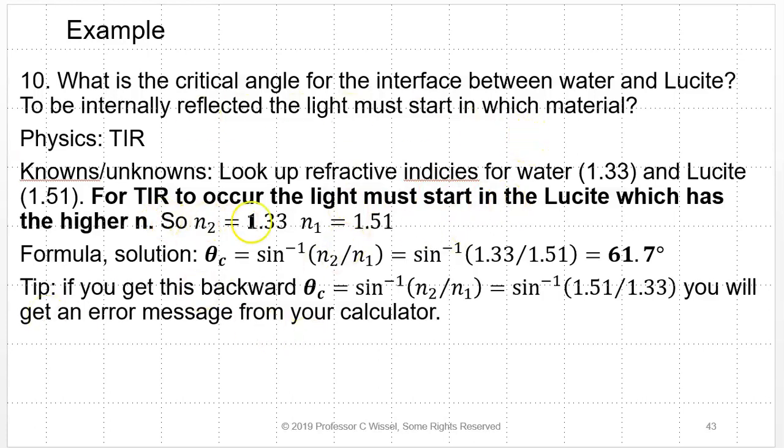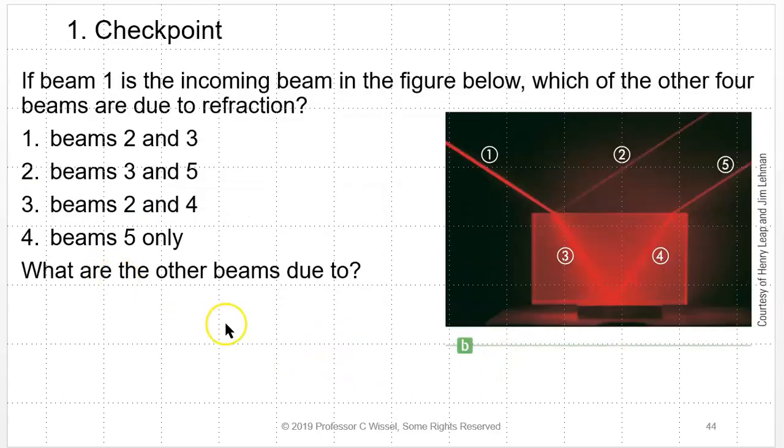So in this case, N1 will be 1.51. That's the one you start in, and N2 is 1.33. The solution is theta C is the inverse sine of N2 over N1, so it's the inverse sine of 1.33 divided by 1.51. If you accidentally reverse these things, you're going to wind up with something undefined on your calculator. So if you get this backwards, you'll get an error message. Okay, now checkpoints should also be answered at home in your notebook.